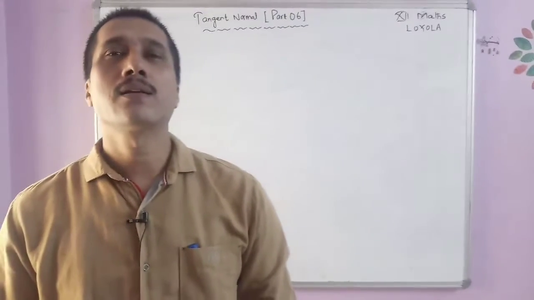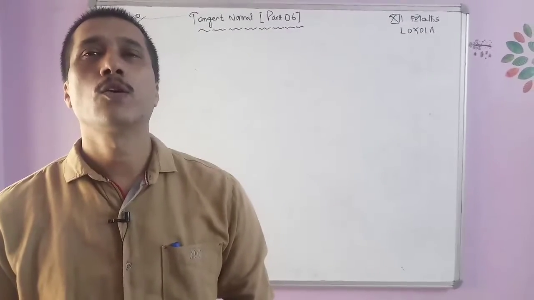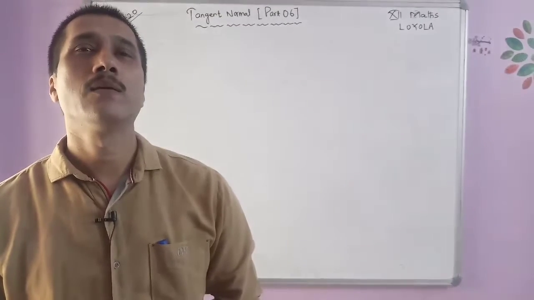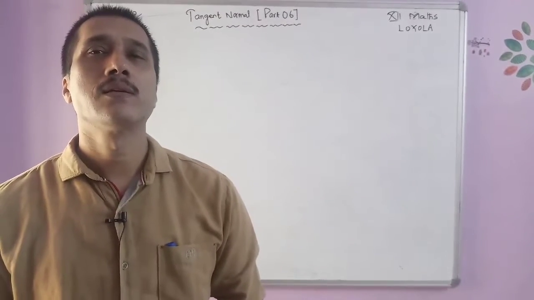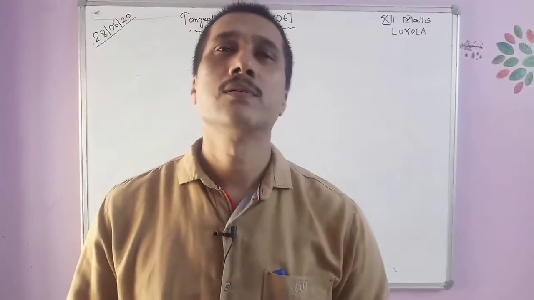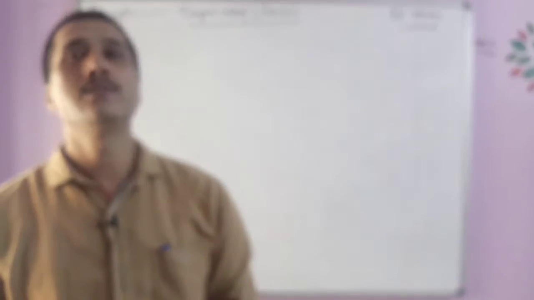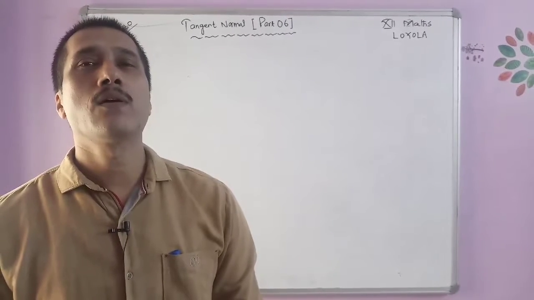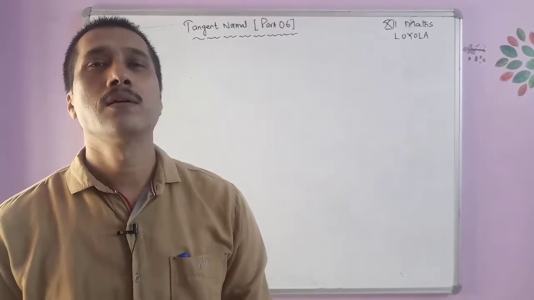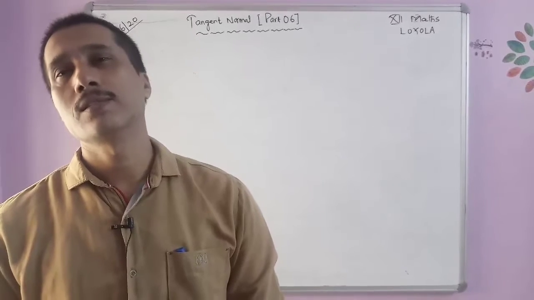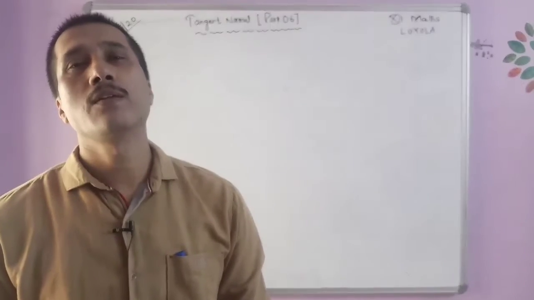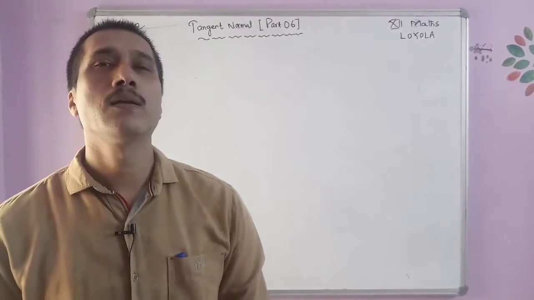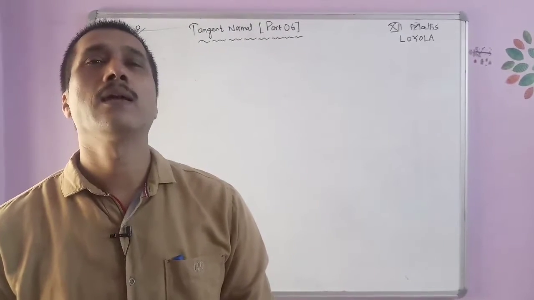This is our sixth lecture on the topic tangent and normal. Today, we are going to discuss some important terms which are needed in this chapter, as well as the last chapter of calculus, application of differential equation. The terms are known as length of tangent, length of normal, length of subtangent, and length of subnormal.